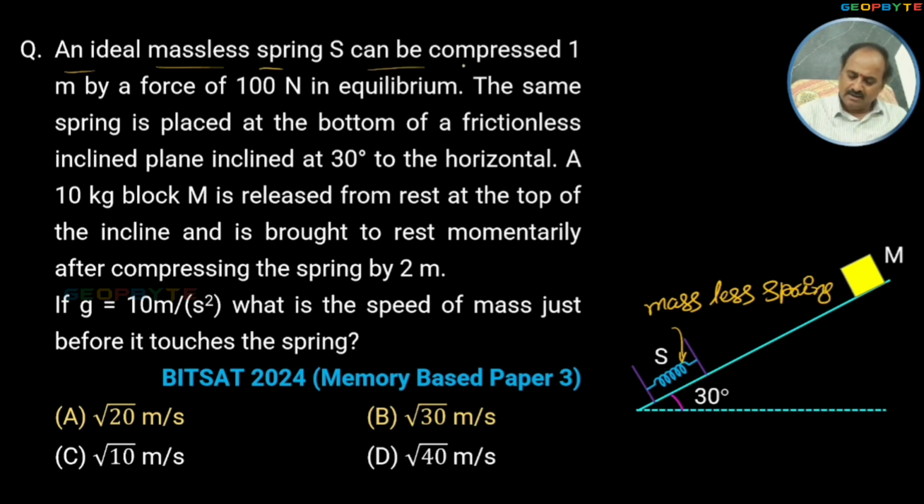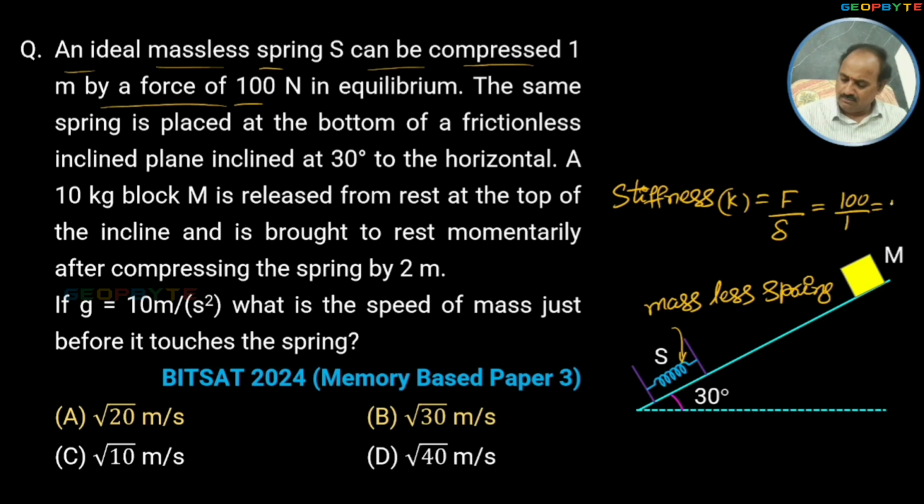It can be compressed 1 meter by a force of 100 newtons. From that you can decide the stiffness of the spring. Stiffness K equals force divided by deflection. Force is 100, deflection is given as 1, so K equals 100. The unit is newton per meter, which is the unit of stiffness.